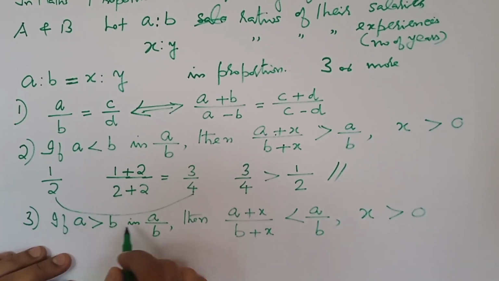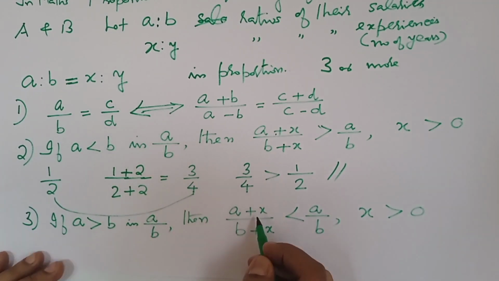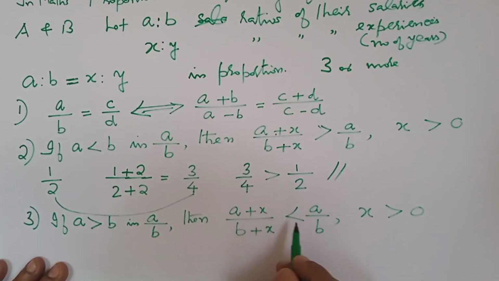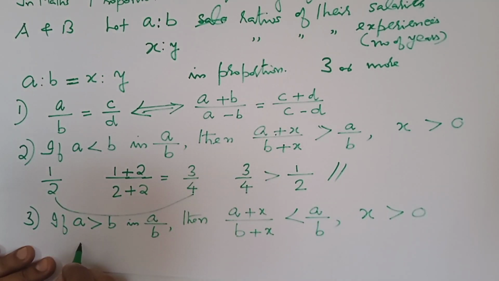Same result. Here you're looking at a fraction with the numerator being bigger and you're adding the same number. And the resulting fraction will always be less than the original fraction you had taken. Again, I'll show you a numerical example to illustrate this point.